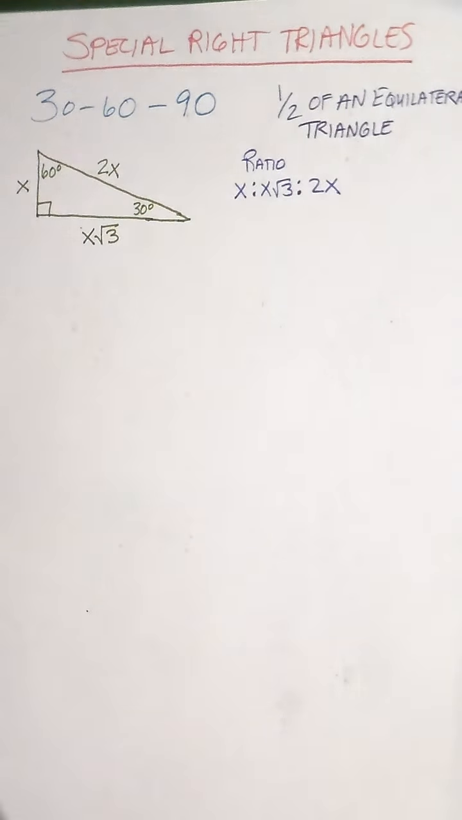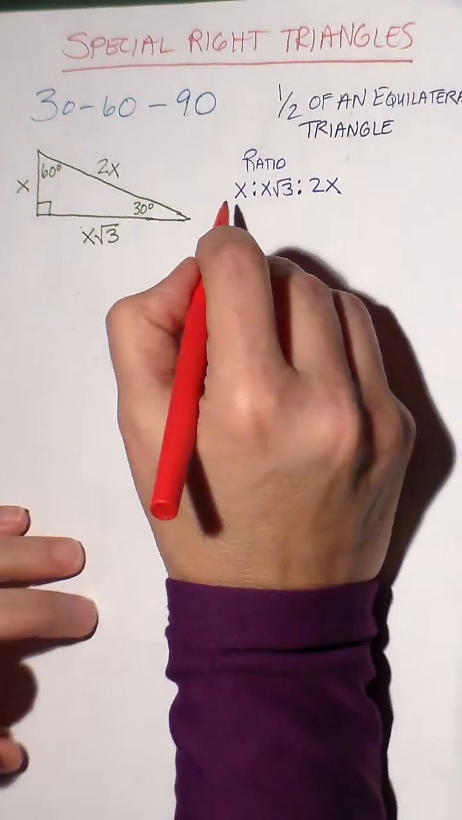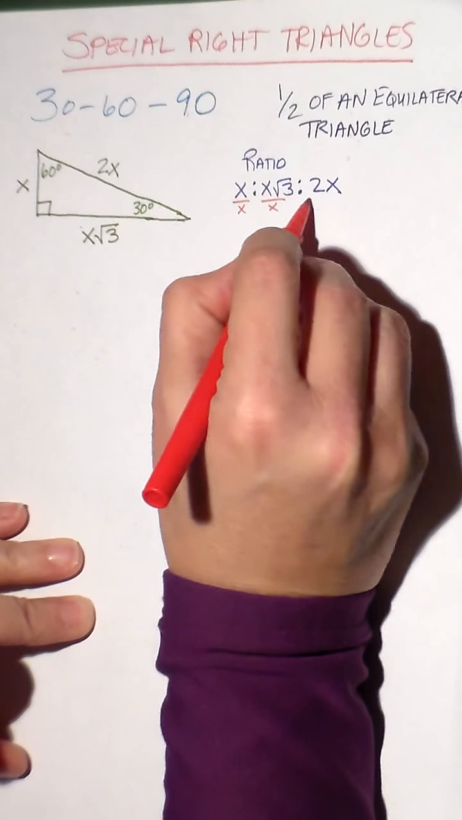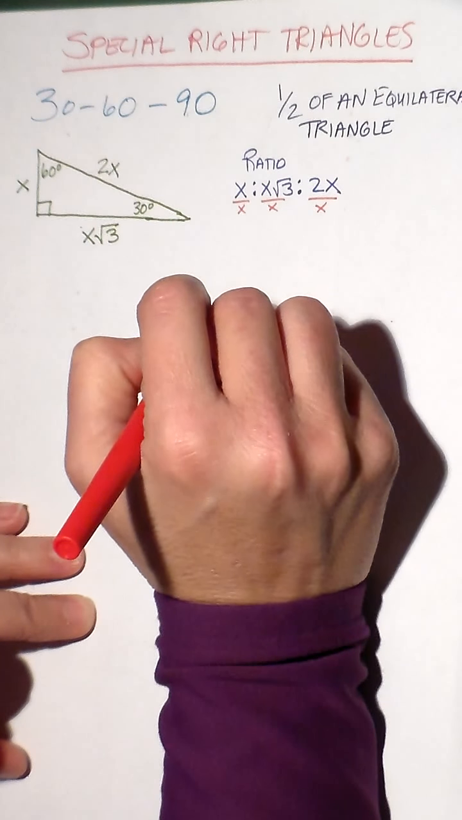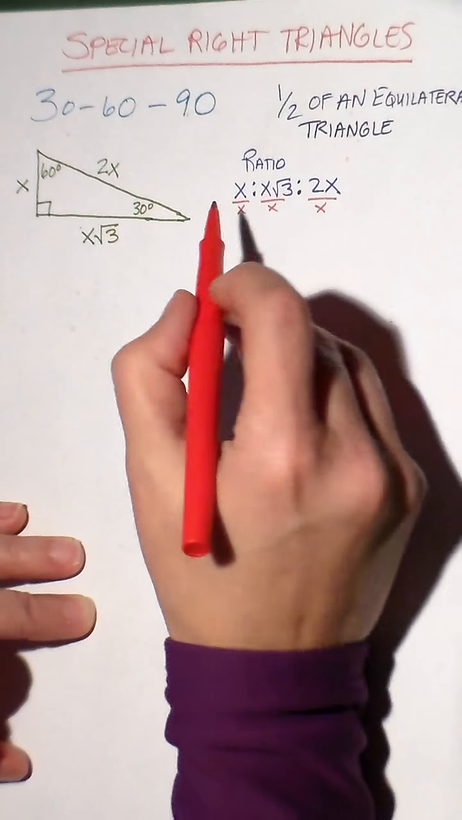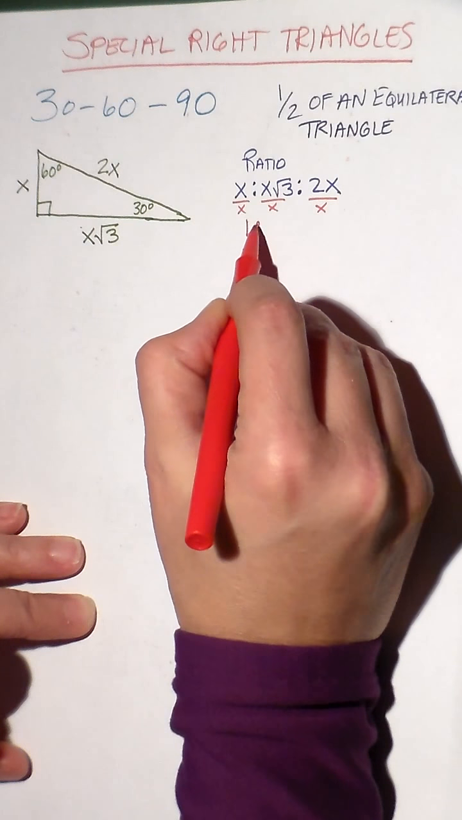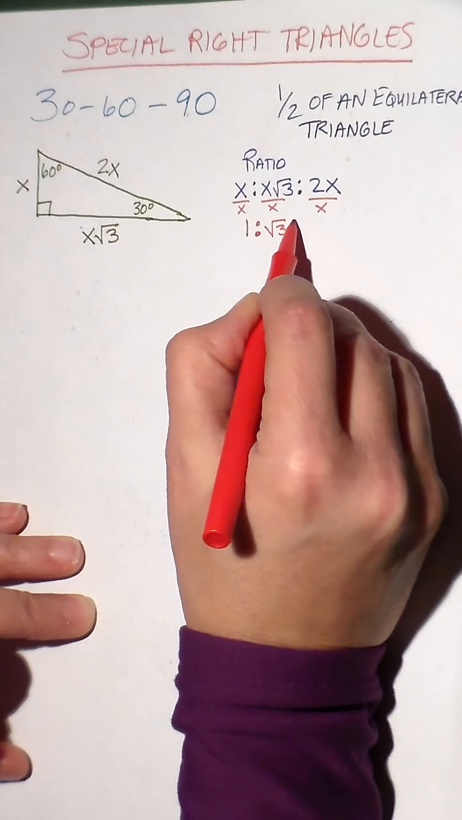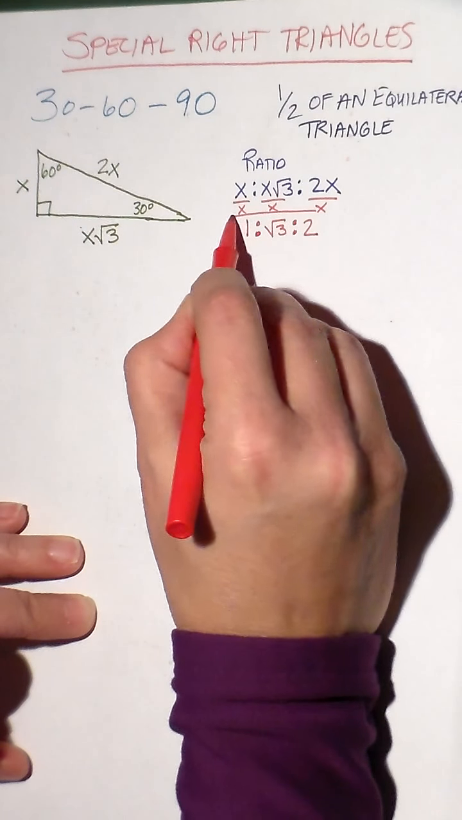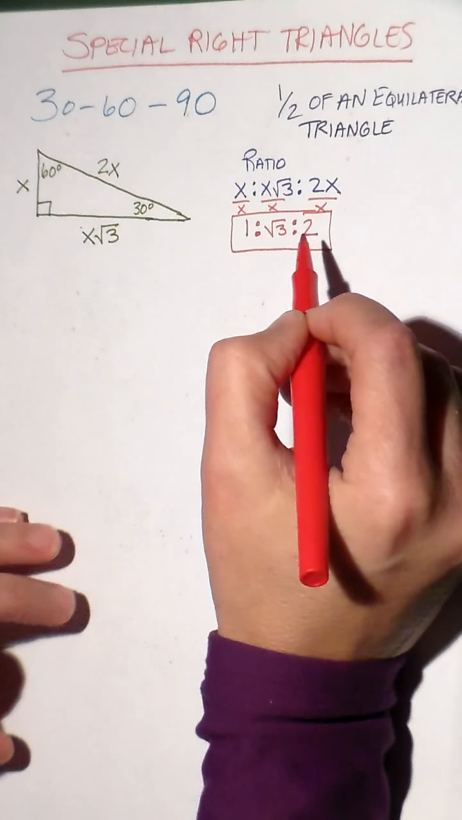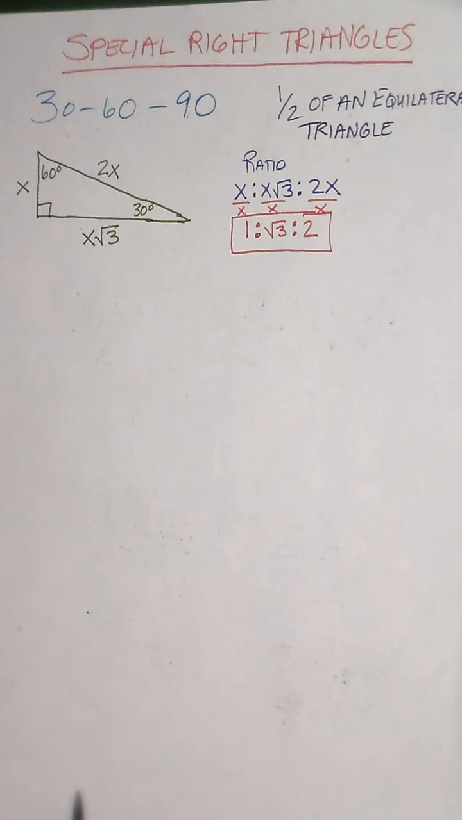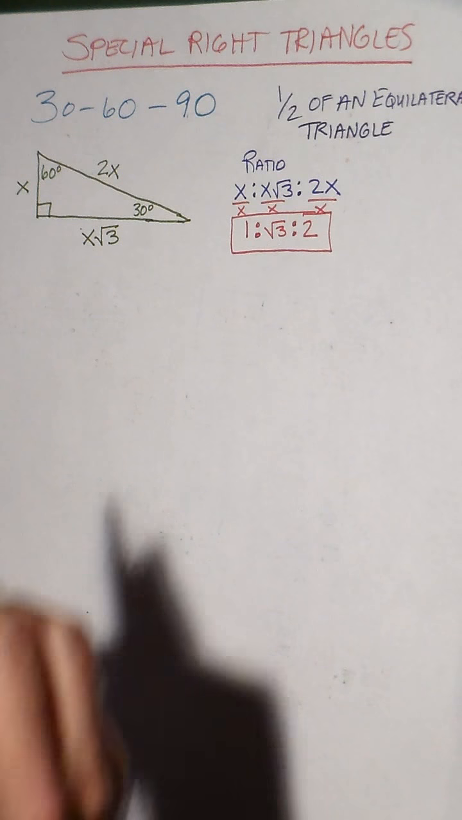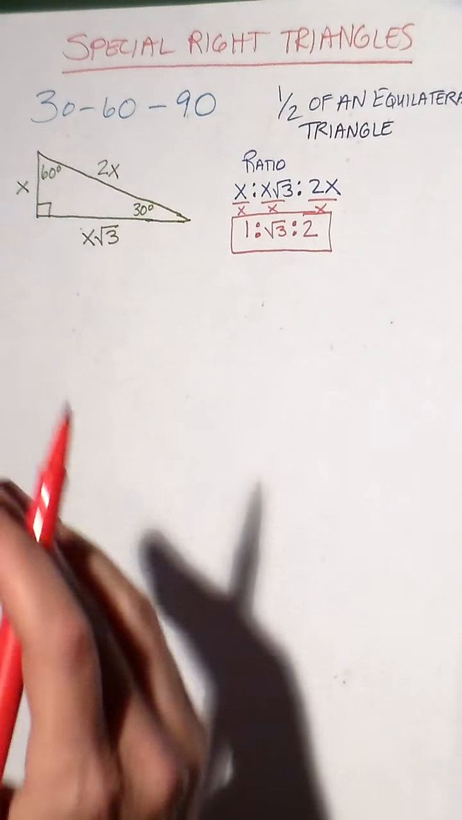But remember, you can reduce ratios as long as they have a common factor. So I'm going to reduce this ratio. What is in every one of these components? X. So I'm going to divide everything out by x, and that gives me 1 to square root of 3 to 2. This is going to be your concrete ratio for every 30, 60, 90 triangle. And we can apply this by giving you just regular examples so you can see.